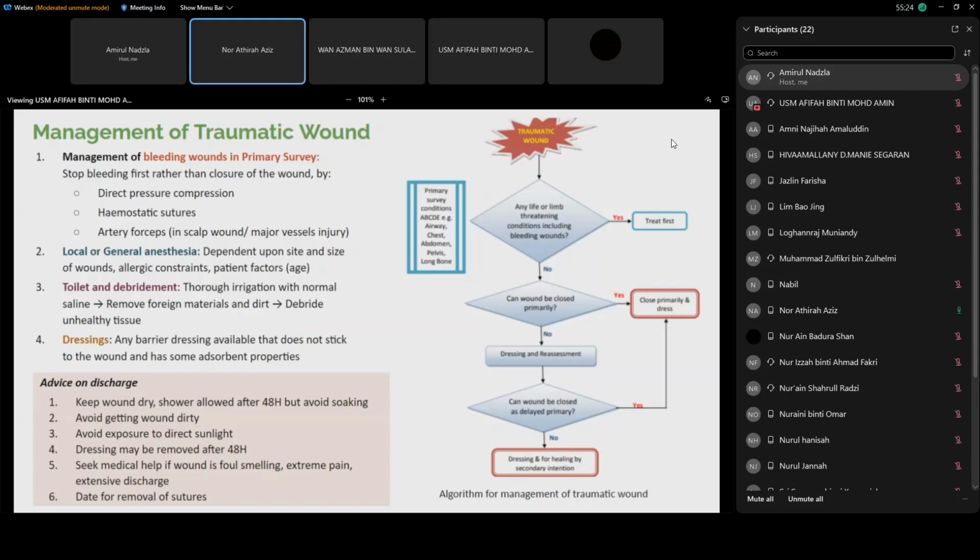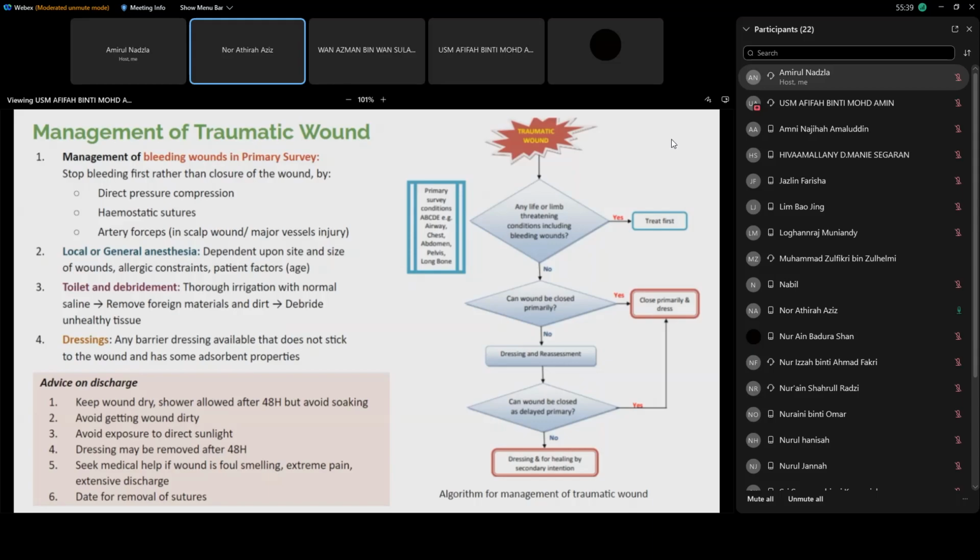Okay, secondly is local or general anesthesia. So it depends upon the site and size of the wound, and also the allergic constraints, and depends on the patient factors, for example, like age and also patient's preference.